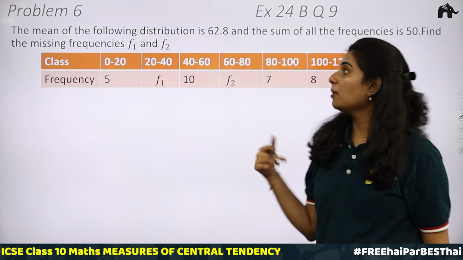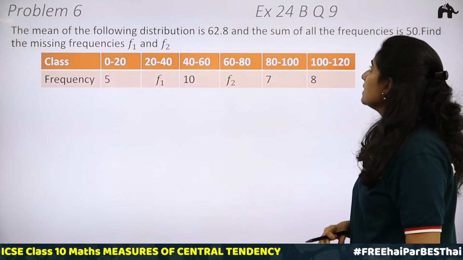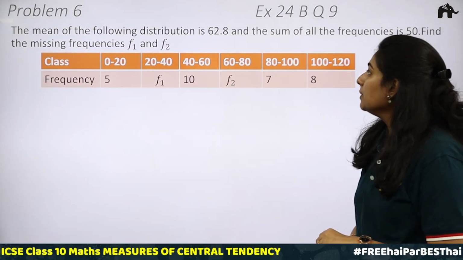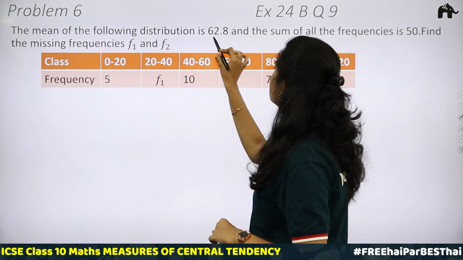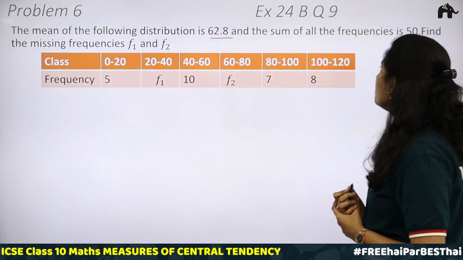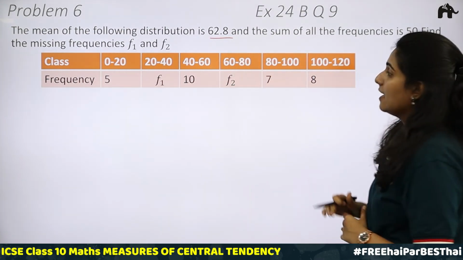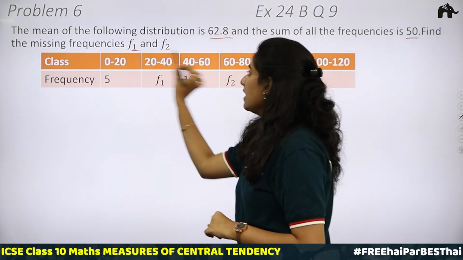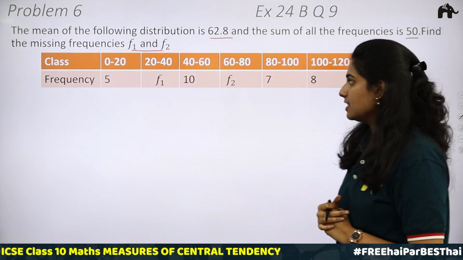Okay. Next, problem number 6, question 9 of exercise 24B. The mean of the following distribution is 62.8 and the sum of all the frequencies is 50. Find the missing frequencies F1 and F2. So class and frequencies are given.